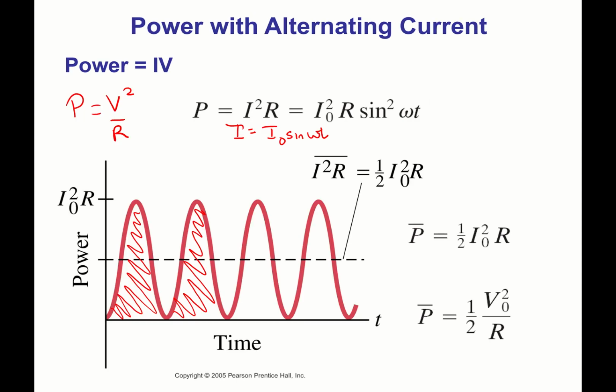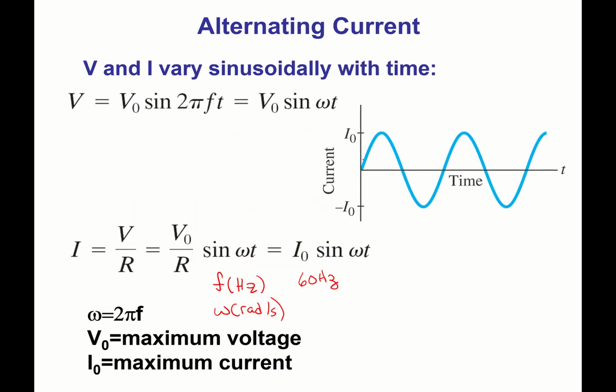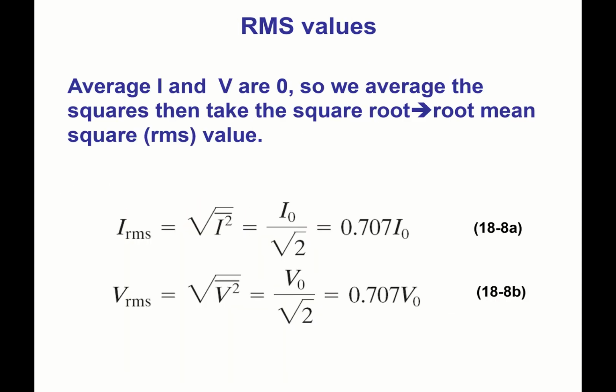So if I go back, the average current, if I average all the current, I would have equal amounts above and below and I would get 0. Same thing for the voltage because they vary sinusoidally. So the average current and the average voltage are 0. So instead of averaging the sine wave, we average the square, which makes everything positive, and then we take the square root.